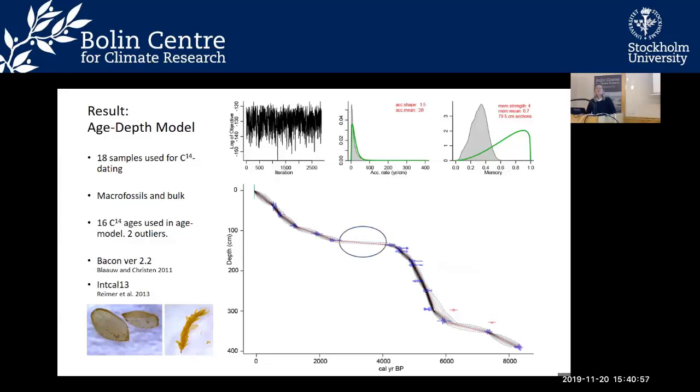Here I also want to make you aware that we have a period with very low accumulation rates, and that means that for the coming slides we will have a lower temporal resolution around this time period.